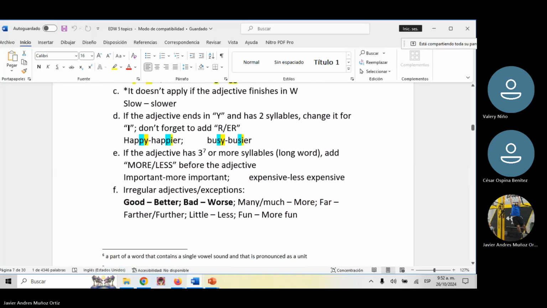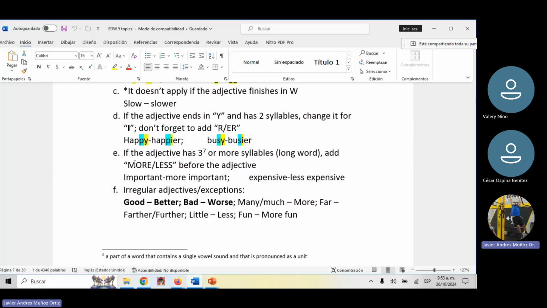Number 5: if we have an adjective that has 3 syllables or more, and some exceptions with two syllables, it's better to remember the exceptions or learn them with experience. When we have adjectives with 3 syllables, we are going to do something different. We are going to add a new word instead of modifying the original word.